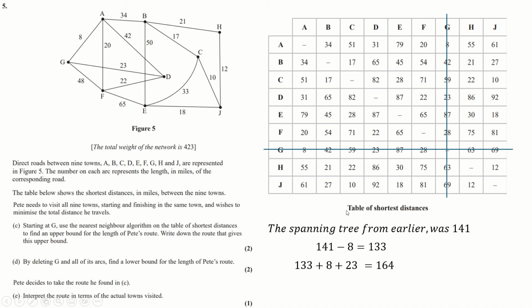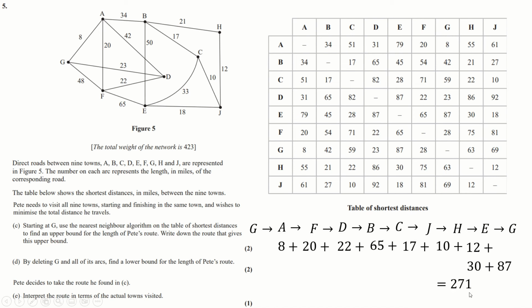That might not be feasible, but it's a lower bound. Now, Pete decides to take the root he found in C. So again, we're going back to C. This is the thing we found via his nearest neighbor. Interpret the root in terms of actual towns.